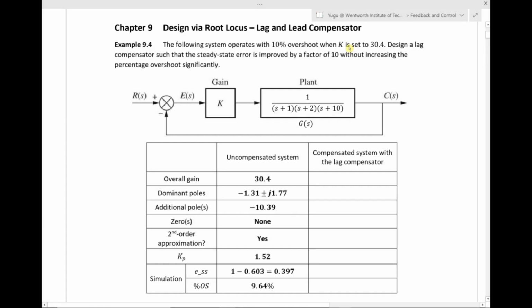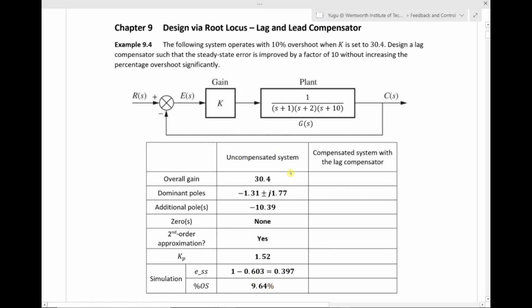The system given in example 9.4 is currently operating with 10% overshoot when K is set to 30.4. We're asked to design a lag compensator such that the steady-state error is improved by a factor of 10 without increasing the percentage overshoot significantly. So we want to reduce the steady-state error by a factor of 10 while keeping the percentage overshoot under 10%.